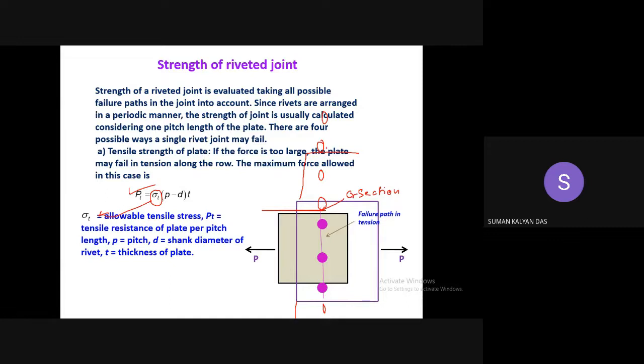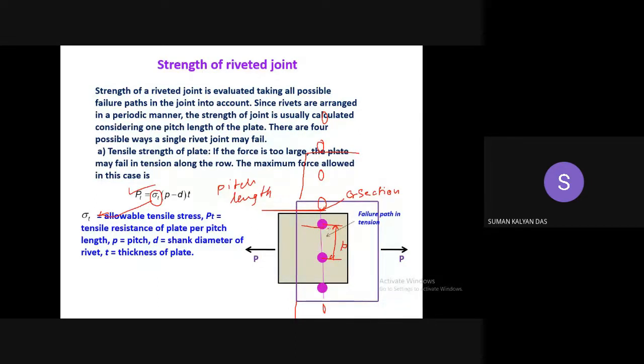So normally what we do is, since these rivets are periodically arranged, we consider a pitch length. We consider a pitch length, and we try to get the tensile strength of the plate in this pitch length. So suppose I can consider a pitch length like this, suppose this one and this one. This is the pitch, no? Eta pitch chilo. Suppose it is small p. What is the tensile strength of the plate if we consider this pitch length?